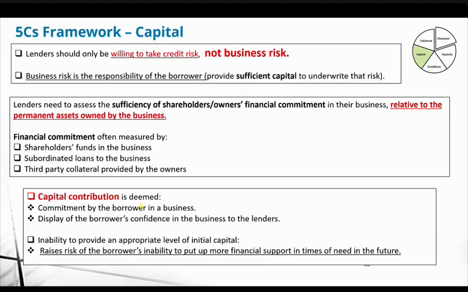So on the capital side, here's the key point. The lenders are only taking credit risk, not business risk. The business risk is the responsibility of the borrower, who has provided sufficient capital to underwrite the risk. Now, the lenders need to assess the sufficiency of shareholders' financial commitment relative to the permanent assets owned by the business. Okay, so let me ask.